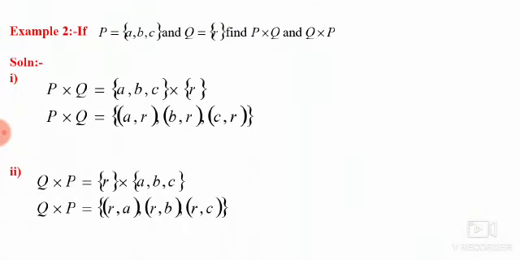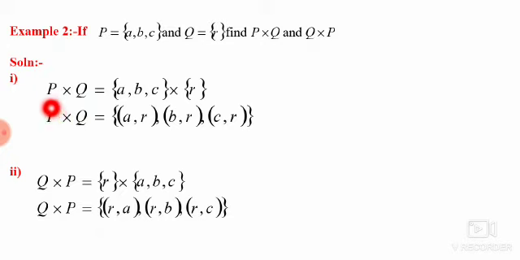Moving to the next question, example number 2. If P is a set containing the elements a, b, c and Q is another set containing the singleton element r, then find P cross Q and Q cross P. Dear students, these are solved questions from the textbook.